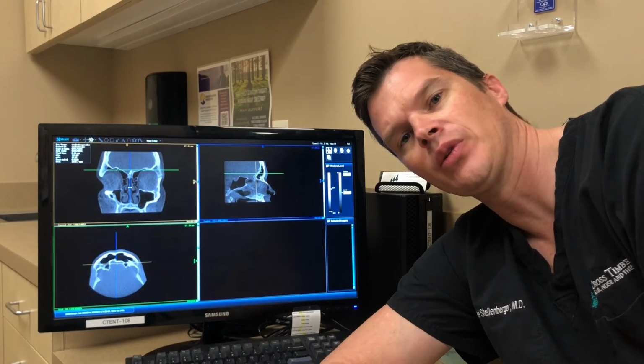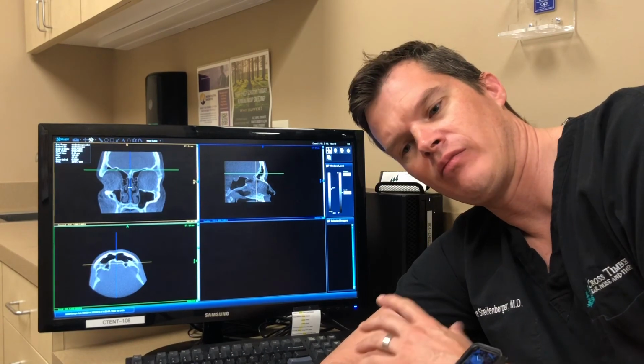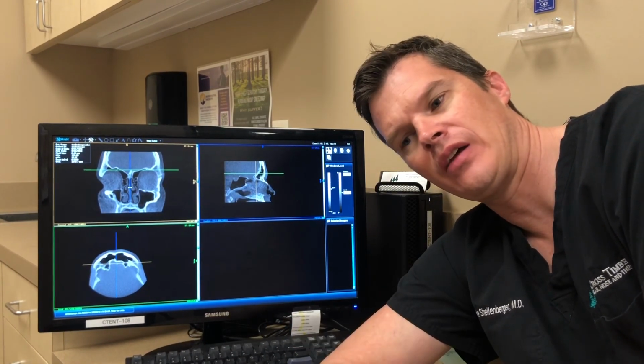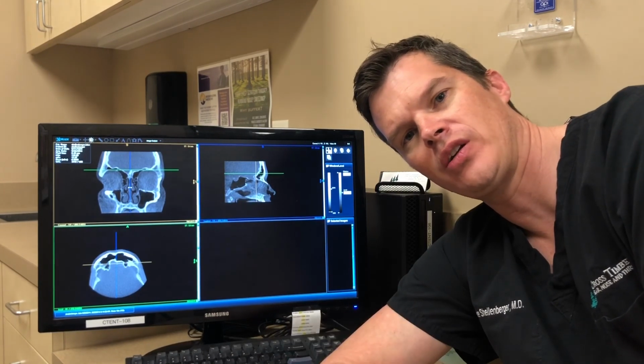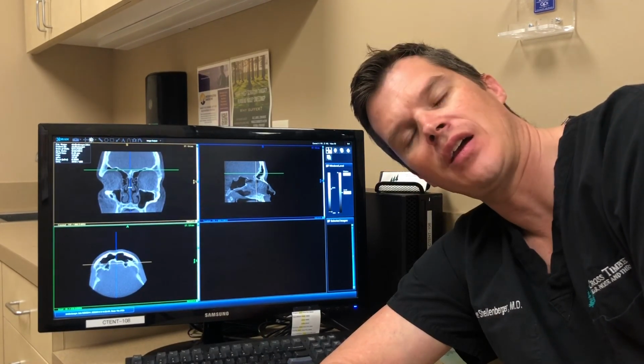CAT scans are really, really important when it comes to sinus disease as far as giving us a good idea of the anatomy, or a map. Basically, you can't travel from here to New York unless you know where you're going and how you need to get there. So anyway, that's my own CAT scan. All right.